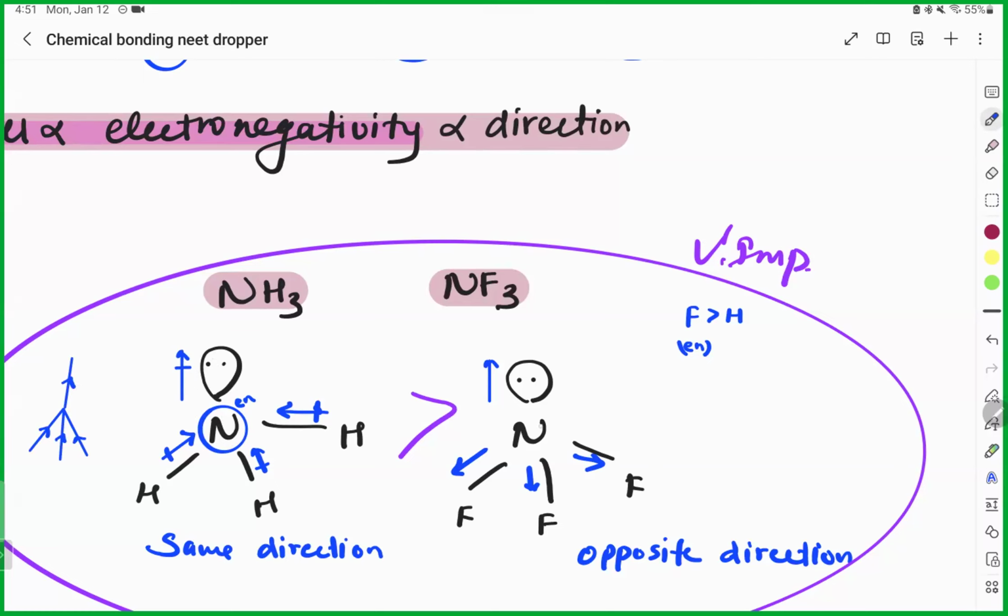But in NF3, what will happen? They are in opposite direction. If you take this, the lone pair is going upward, and the other is going downward. So both will reduce the impact of each other.